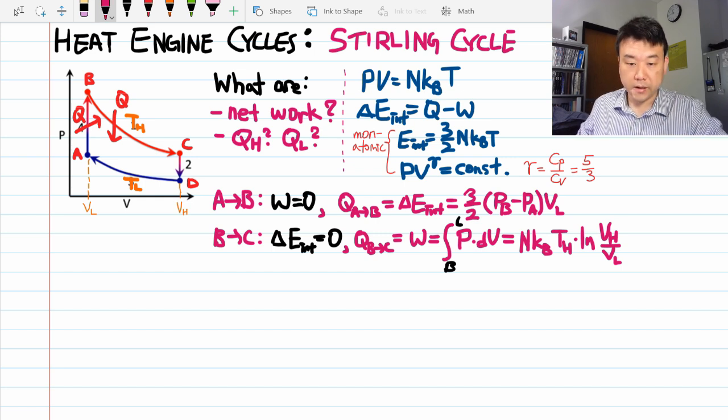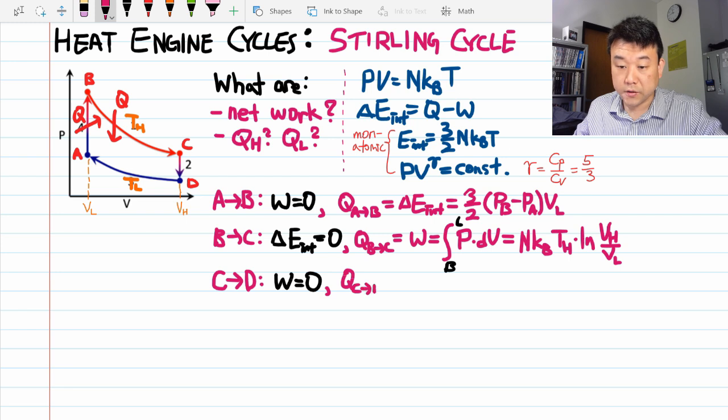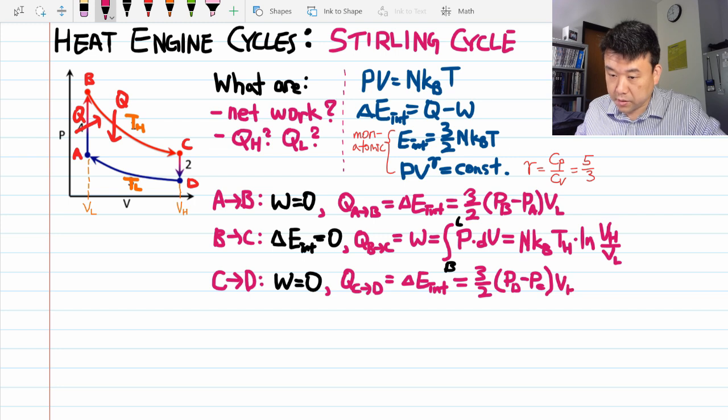Alright, let's keep going. Isochoric cooling from C to D. This is the reverse of A to B, so the work done is still 0, and the heat transferred is the change of internal energy, which is going to turn out to be negative this time. PD is smaller than PC, so this is negative.